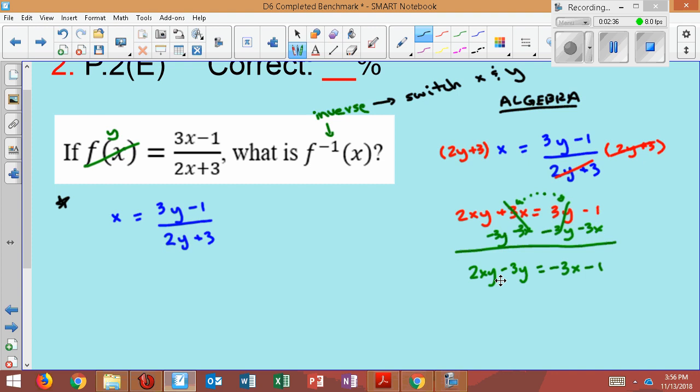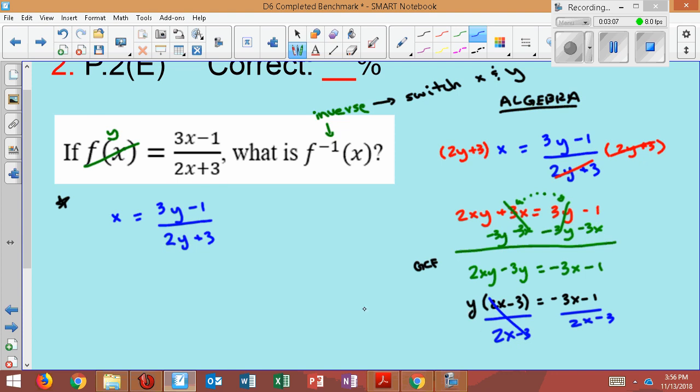Now the next step is I'm going to GCF here. I shouldn't say greatest common factor because it's not necessarily the greatest common factor, but I'll put that just for now. We're going to find out that there's a y shared here. So I'm going to pull out the y. It's kind of like reverse distribution. If I divide out the y, this is left with 2x. This is left with the 3. Equals negative 3x minus 1. And our last step, to get y by itself, is I would divide by 2x minus 3 on both sides.